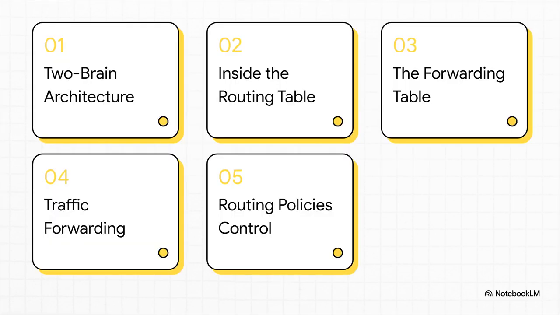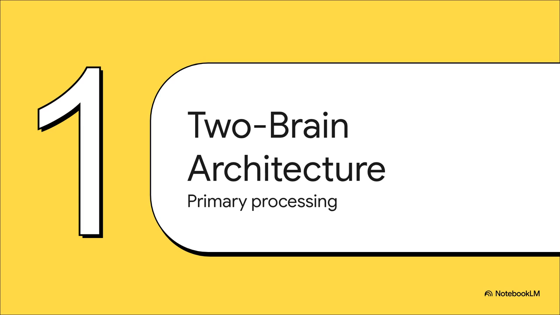All right, here's our roadmap for today. We're going to cover the two-brain architecture, inside the routing table, the forwarding table explained, traffic forwarding concepts, and finally, routing policies control flow. Okay, jumping into part one, the two-brain architecture.